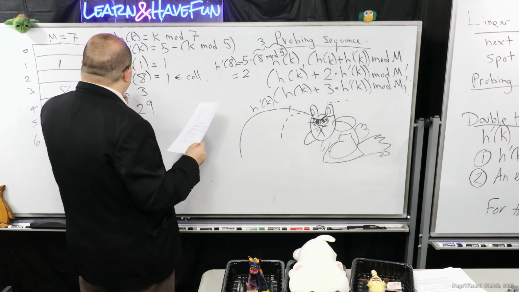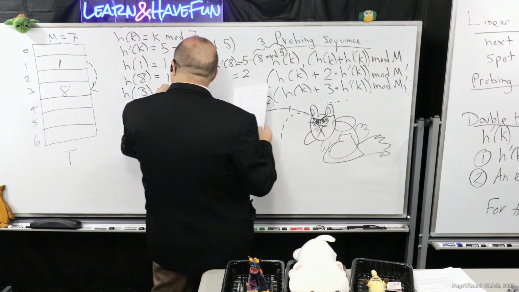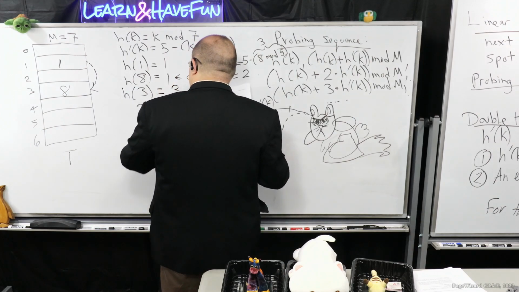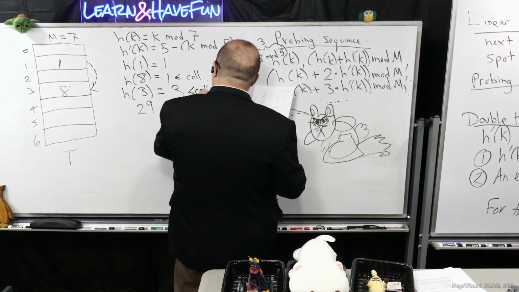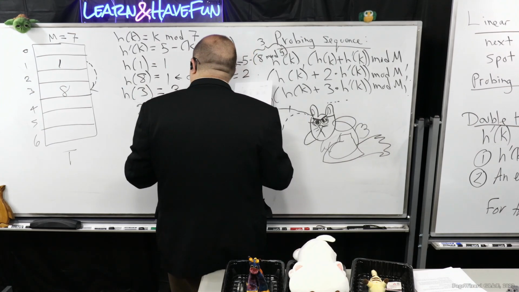Okay, now let's try 3. Well, h of 3, that's just a piece of cake. That's just 3. Well, oopsie daisy. That's going to be a problem. We have a collision, because we already have 8 in that slot.